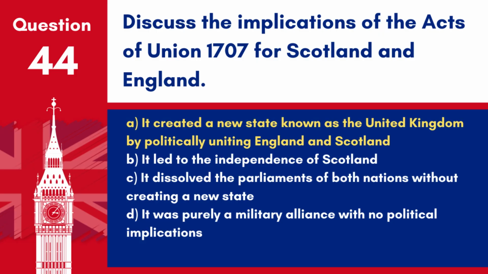Answer. A. It created a new state known as the United Kingdom by politically uniting England and Scotland. The Acts of Union 1707 merged the English and Scottish parliaments, forming the Parliament of Great Britain and marking a significant moment in the political history of the British Isles.